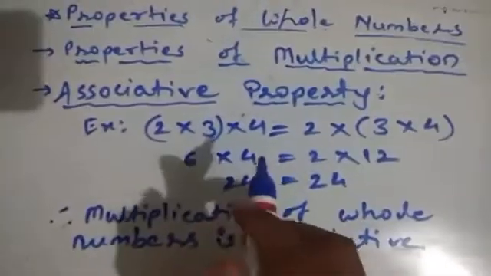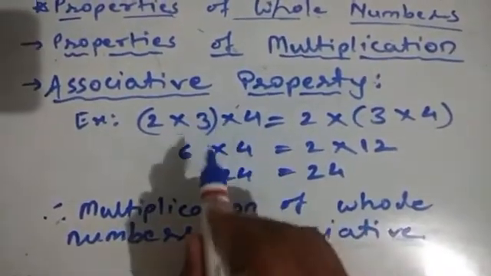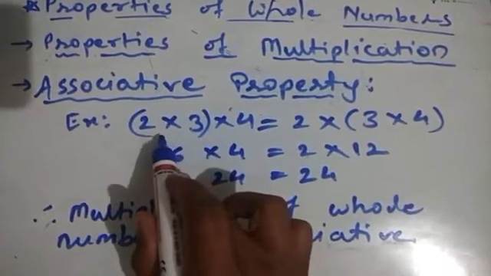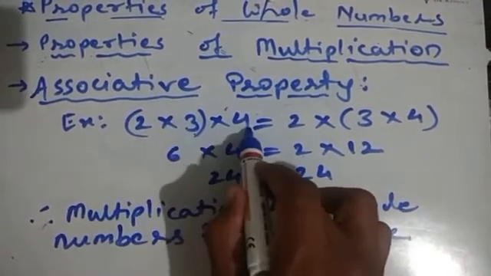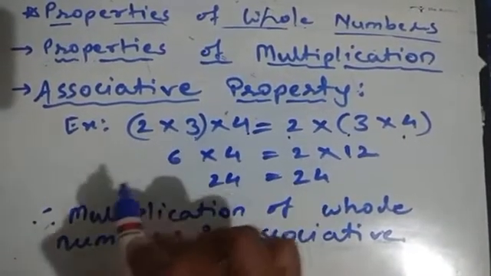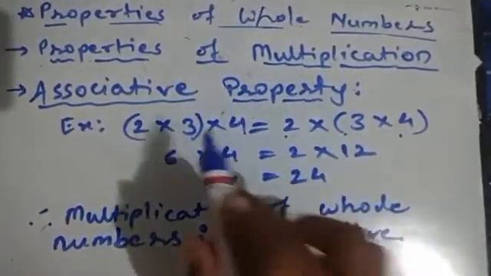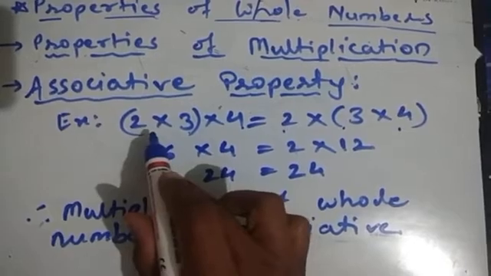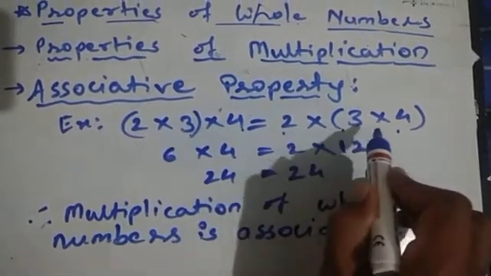This property also we are going to study with the help of one example. See here, three numbers I have taken: 2, 3 and 4. Here also 2, 3 and 4. I'm going to change their groups, and I'm going to check whether the answer will remain the same or not. See here, first I group 2 and 3, and here I group 3 and 4.